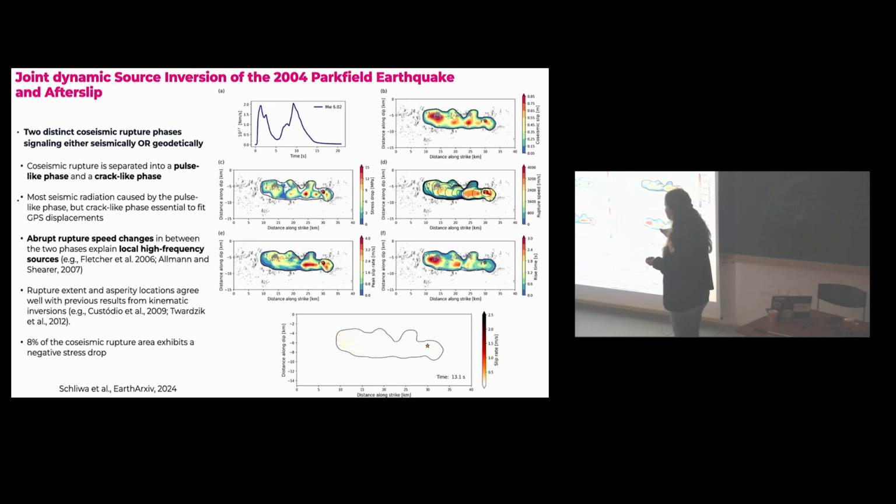The first part of the rupture is a pulse-like phase, which is mostly visible in the seismic data. The second part of the rupture is a crack-like phase, which is mostly important to match the co-seismic GPS data. And then there's some abrupt rupture speed change here that could explain local high-frequency sources that have been analyzed before. And in general, this agrees well, besides this longer duration. And it's quite interesting to see this unexpected behavior, strongly radiating pulse and a not radiating crack.